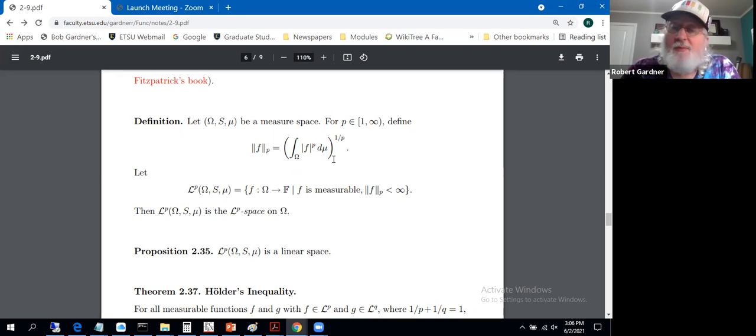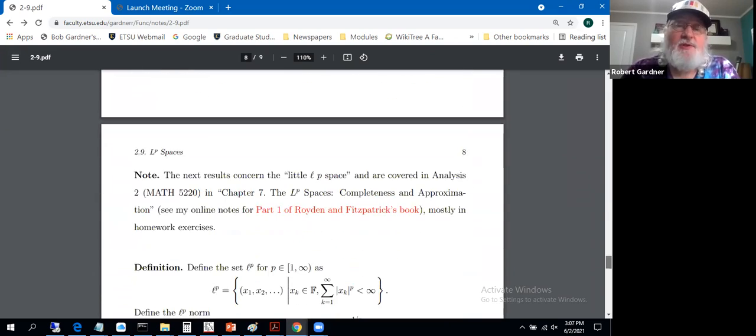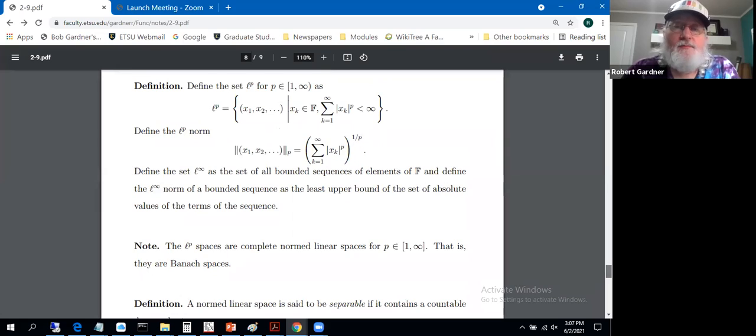Take your inspiration from Rn. We'd sum squares and take a square root. And when p equals 2, there's rather similar things going on here, except it's an integral instead of a sum. And it turns out for p greater than or equal to 1, these manipulations define norms. The LP spaces are complete normed linear spaces for p between 1 and infinity, including infinity.